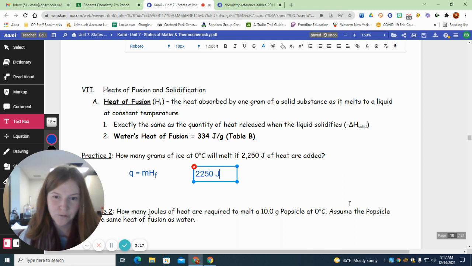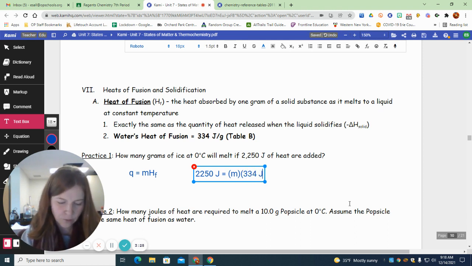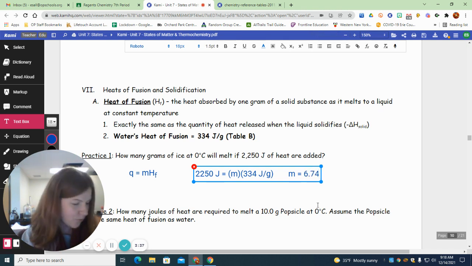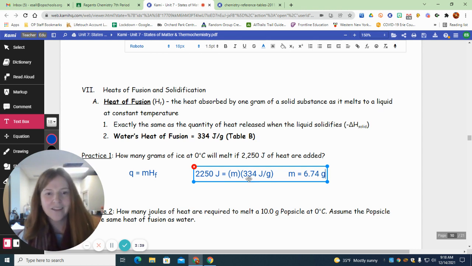So I have 2,250 joules as my heat, right? My Q. I am solving for mass. My heat of fusion is a constant 334 joules per gram. So to get M by itself, I am going to divide 2,250 joules divided by 334 joules per gram to get an answer of 6.74 grams. That's how much ice can actually melt.